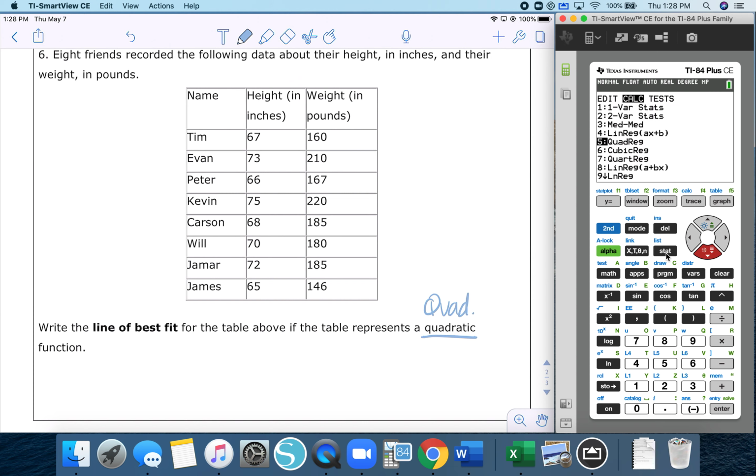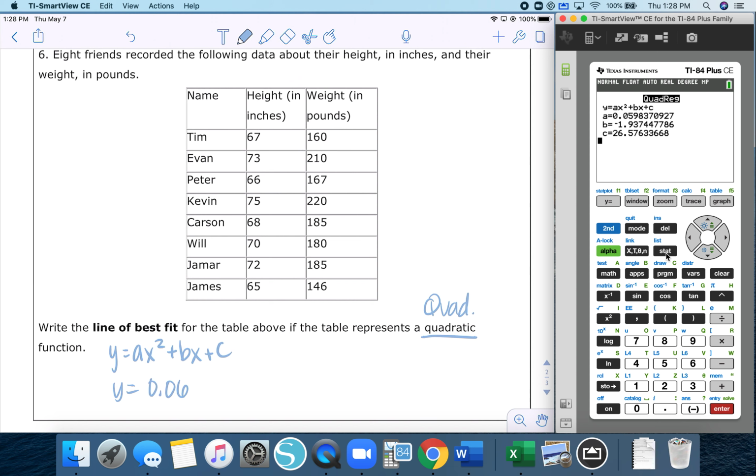So this one is quadratic, so that would be 5. So this one's going to be really ugly. We're going to round, but we have ax squared plus bx plus c. So that would be 0.06x squared, and then a negative 1.94x plus 26.58. So again, because that one said quadratic, I did the quadratic regression. Remember that those regressions will already be done. So look at the chart, but really look at the picture of the graphing calculator.